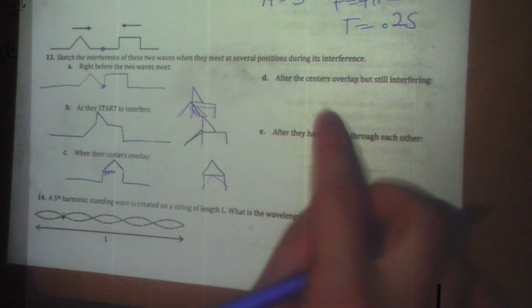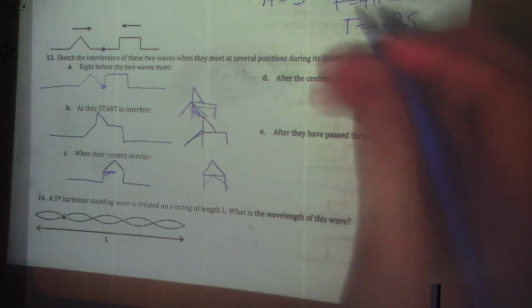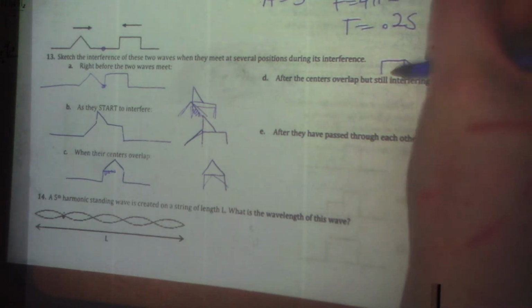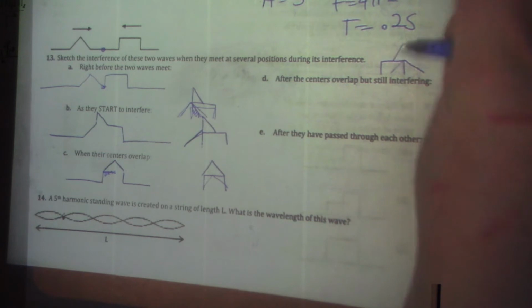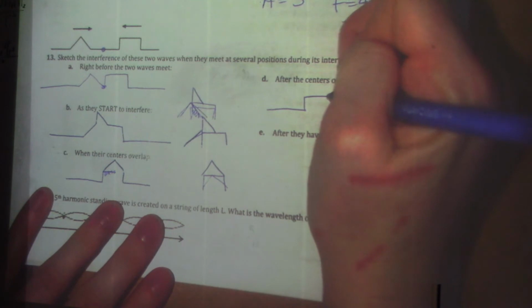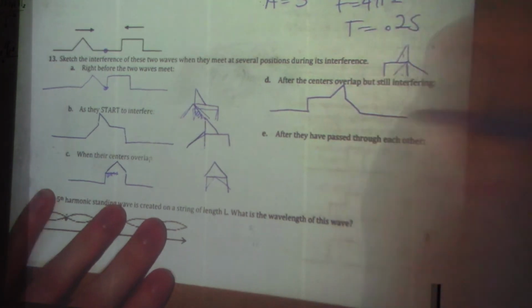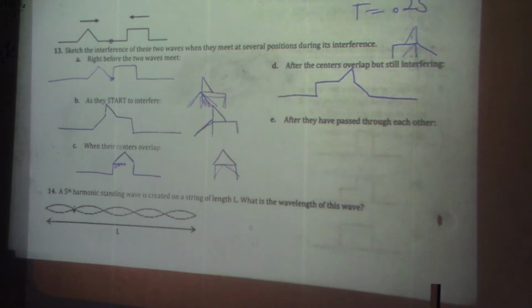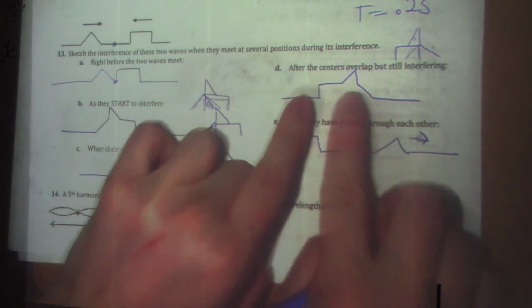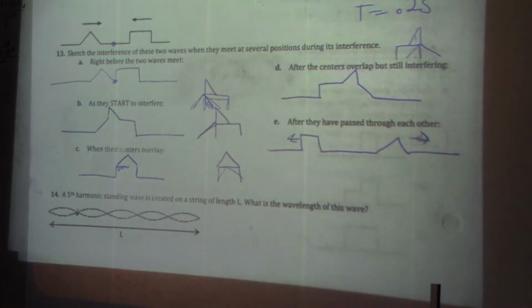And then after their centers overlap, but they're still interfering, now the triangle is on the other side. So I'm going to draw it where one half of the triangle is off, but the other half of the triangle has been shifted up on top of this box because they are constructively interfering. It looks so funky to draw. And then after they pass through each other, it should be easy. Wherever the wave pulses are not, the string should be flat because they're not carrying energy in those parts of the wave right now.